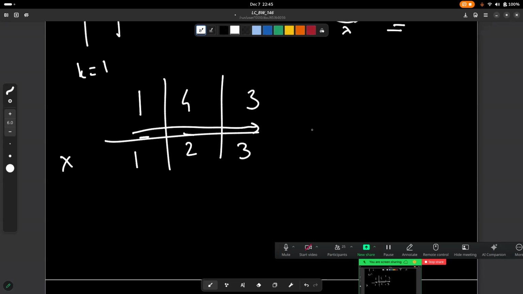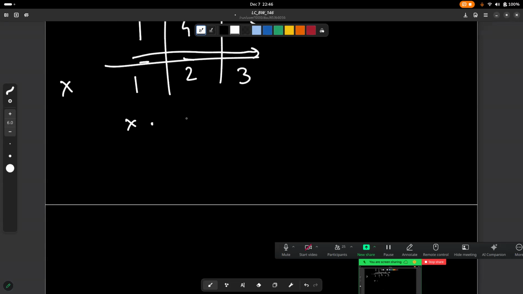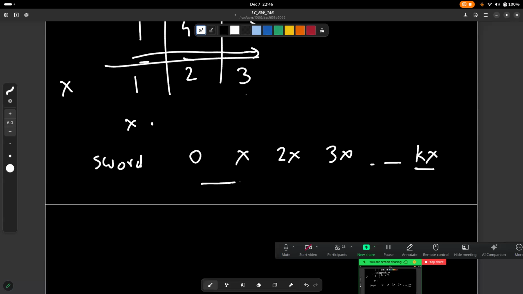Okay. And how do I minimize this time? I have this value of x. For each lock, my sword strength starts at 0. At the next step, it becomes x. At the next step, it becomes 2x, then 3x, then all the way up to k times x. So I wait for this much amount of time, and I decide that I'm going to break my lock when kx becomes greater than or equal to the lock strength.